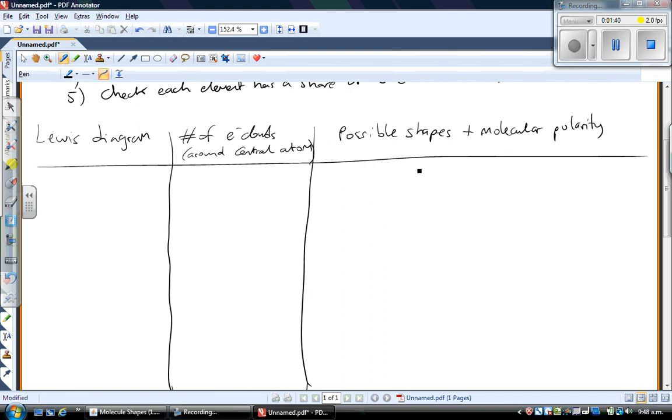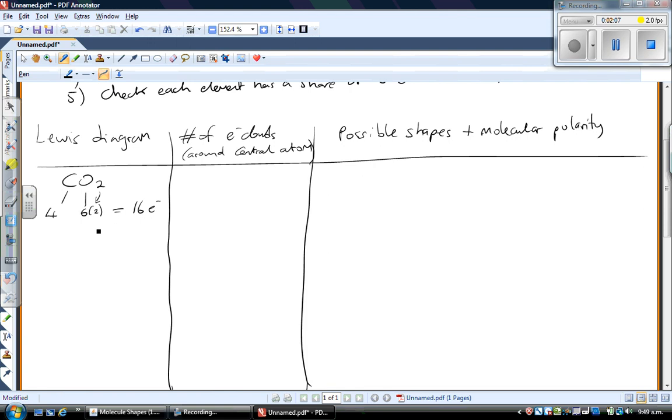So if we start off with CO2, carbon dioxide. On the periodic table, carbon's in group 4, so it'll have 4 valence electrons or 4 outer shell electrons. And oxygen is in group 6, so it'll have 6, and times 2 because you have 2 of them. So in total you have 6 times 2, which is 12, plus 4, so you have 16 valence electrons in total to arrange in the Lewis diagram for CO2.